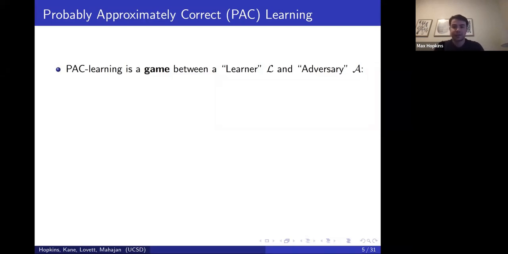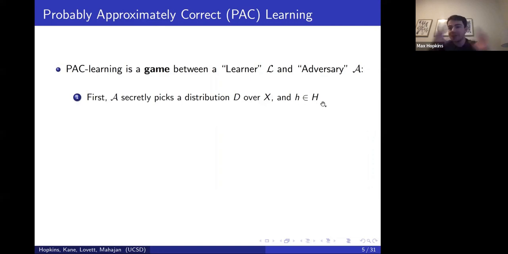Okay, so what is PAC learning? Well, I want you to think about PAC learning as a game between two players: a learner L and an adversary A. So how is this game played? In the first turn, the adversary goes first, and the adversary is going to secretly pick a hidden distribution D over the data and a hidden classifier from the family. So X and H are known to everybody in this game ahead of time, and A will secretly pick a distribution over X and a particular classifier in the family H.